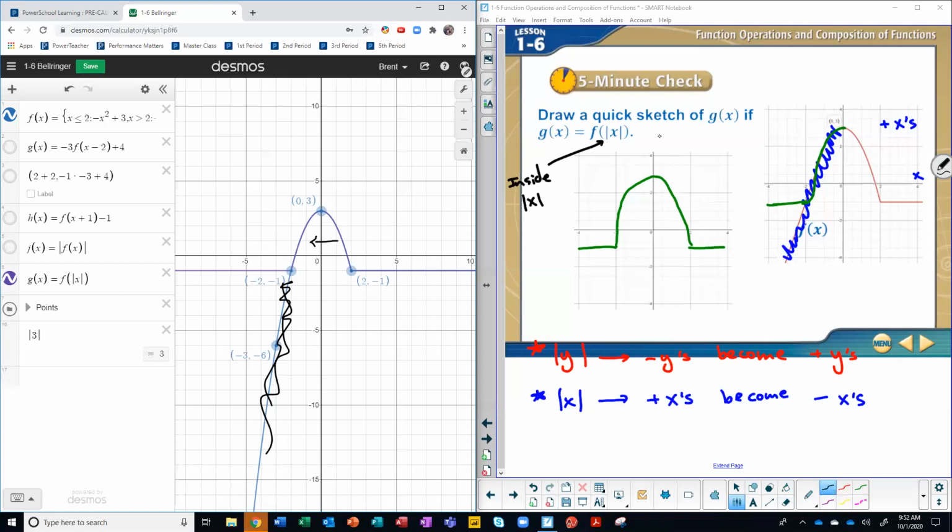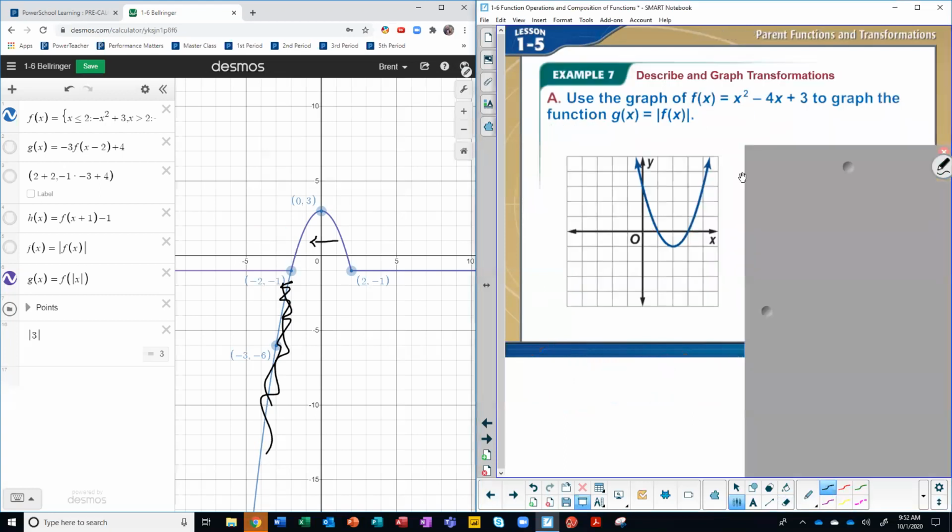So that was absolute value transformations. I wanted to go over that. And so now I have the very end of lesson 1.5. That's right. I know we're on 1.6 today, but I brought up the very end of lesson 1.5 just to go over it again.